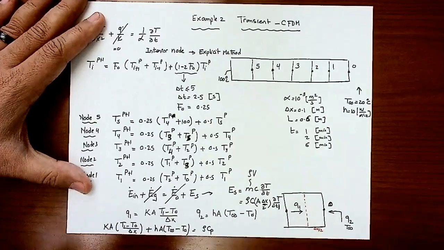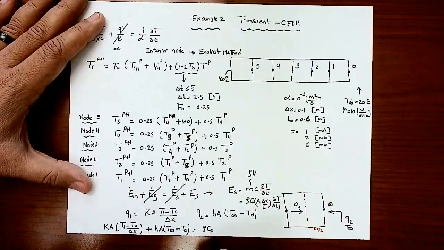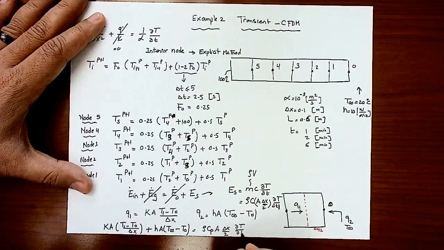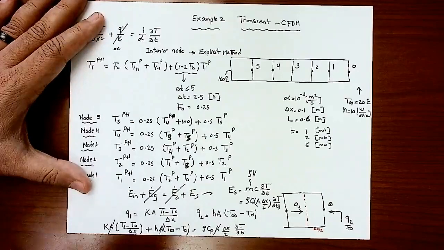We know that for solids, C, C_p and C_v are the same. I'm going to call that C_p to be consistent with the heat diffusion equation. Then I have A times delta x over 2. This gives me the volume of that control element, times partial T by partial time t. A will go away from all of them. Now I can multiply by delta x over k to free the terms here.